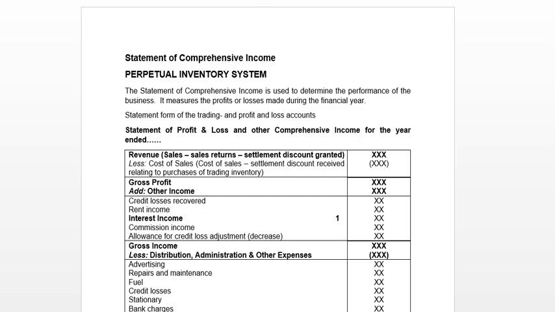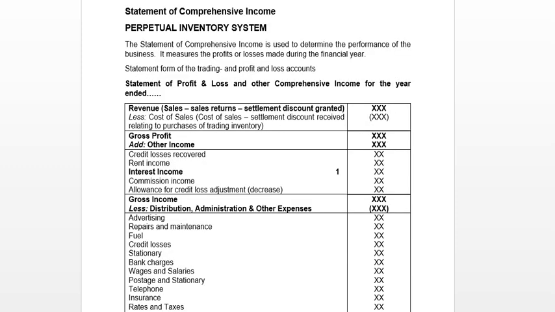Okay, so what we'll be doing today is having a look at two comprehensive questions. One will be looking at the perpetual inventory system, and the next one will be looking at a question relating to a periodic inventory system. But if you look at our financial statements, how do our financial statements formats look? So just looking at a perpetual inventory system.